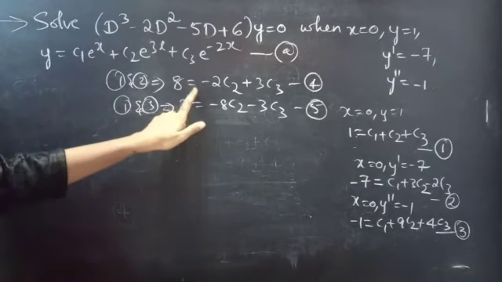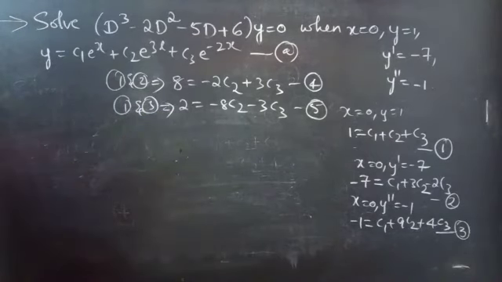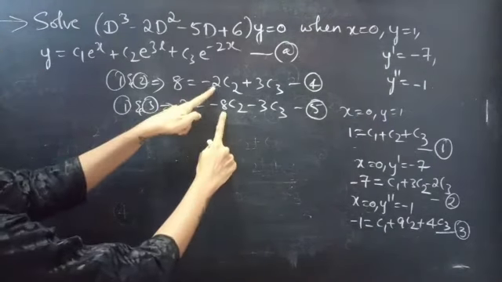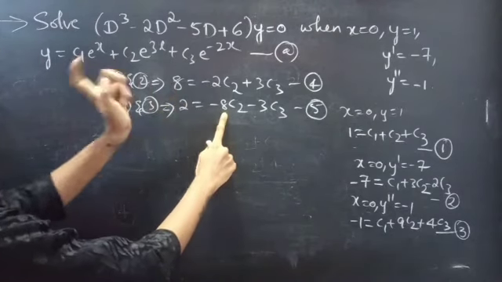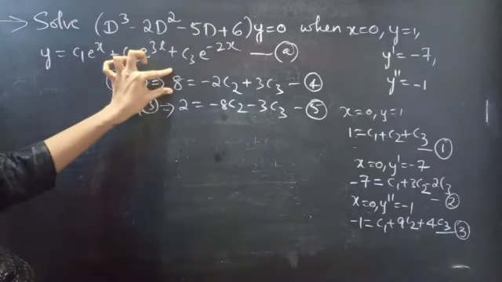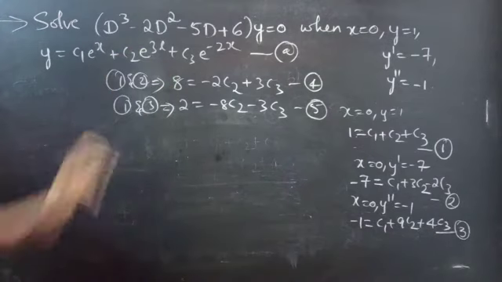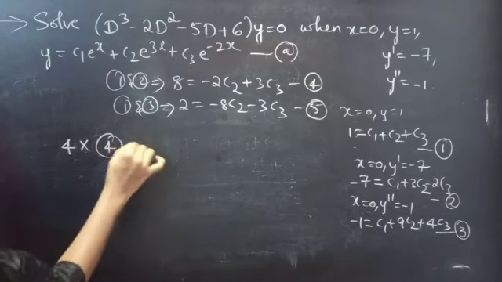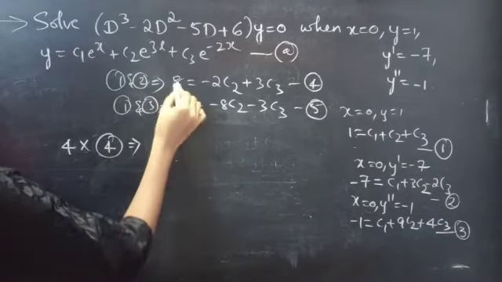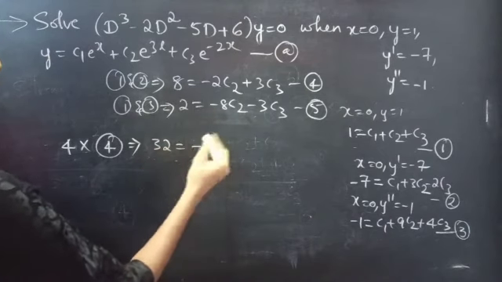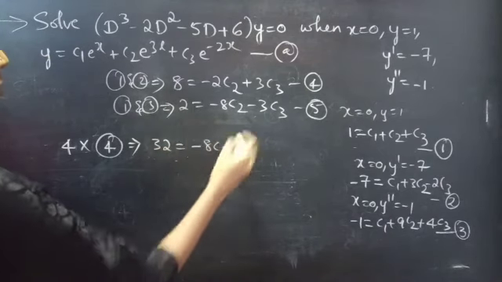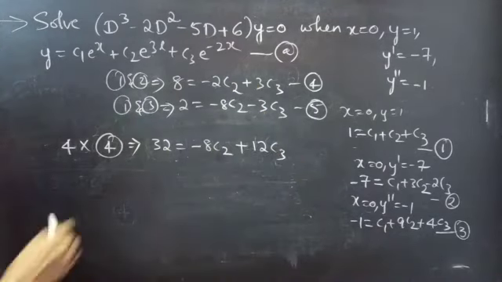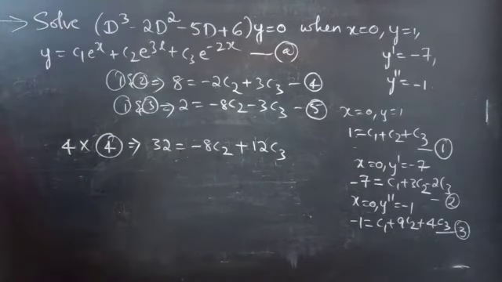Now, we'll solve equation 4 and 5. Just compare these two. Here you have 8c2 and here you have minus 2c2. So, we can multiply equation 4 by 4. Then 4 into equation 4 gives 4 8s are 32 equals minus 4 2s are 8c2 plus 3 4s are 12c3. Now we can solve this and equation 5.